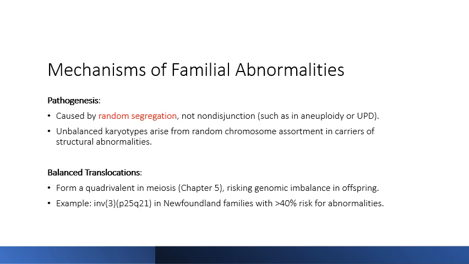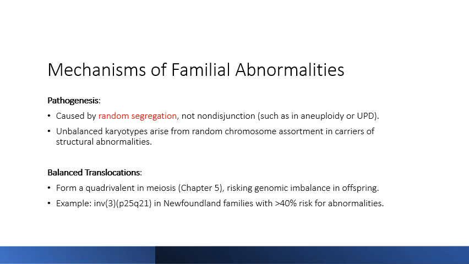Balanced translocations, for example, can form a quadrivalent structure during meiosis, and this increases the risk of producing gametes with unbalanced genetic material, called derivative chromosomes. This can result in their offspring carrying a genomic imbalance, and this also causes associated clinical consequences in that offspring.